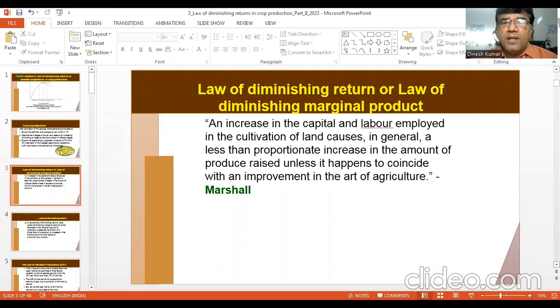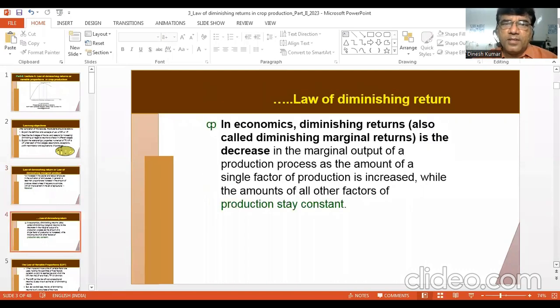I repeat it, an increase in the capital and labor employed in the cultivation of land causes, in general, a less than proportionate increase in the amount of produce raised unless it happens to coincide with an improvement in the art of agriculture.